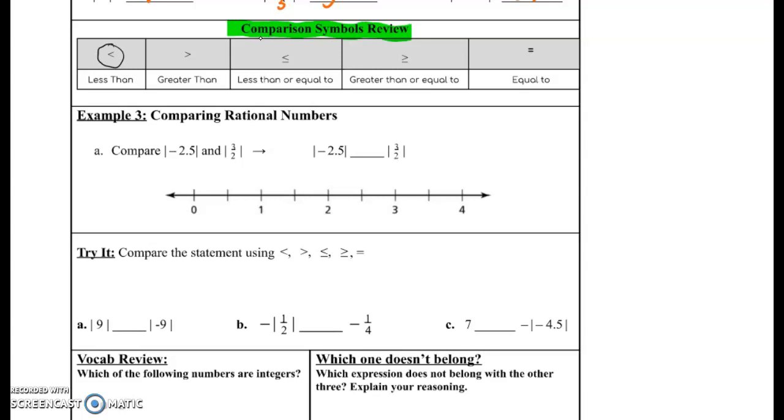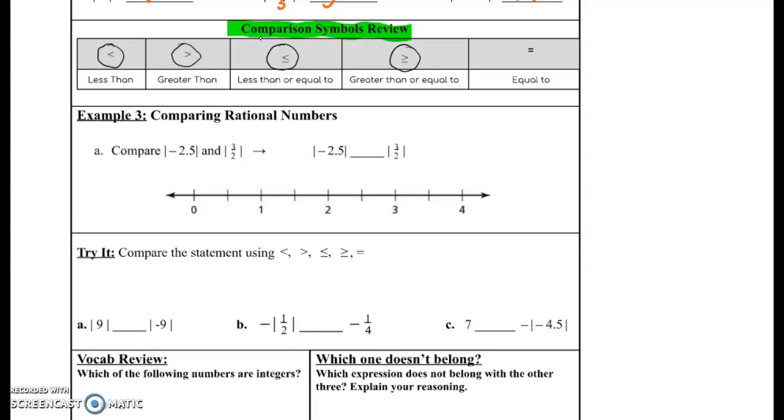So that means that the number to the left is less than the number to the right. We have the greater than sign, which means the number to the left is bigger than the one to the right. We have a less than or equal to sign, so the number to the left is going to be smaller or equal to the number on the right. Greater than or equal to means the number on the left is bigger or equal to the number on the right. And then we have the equal to sign, and that just means the two numbers are the same.